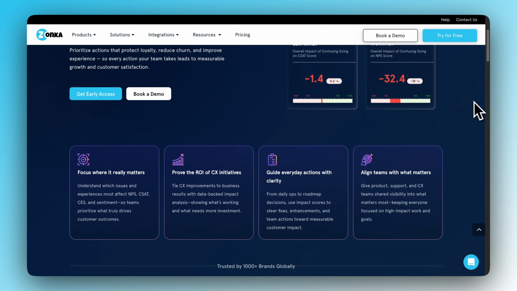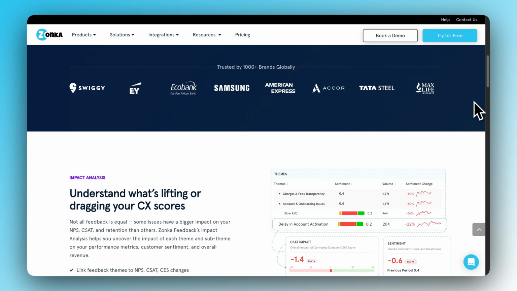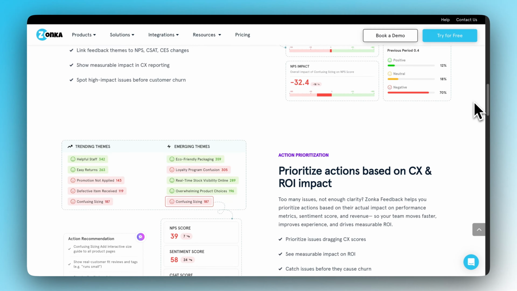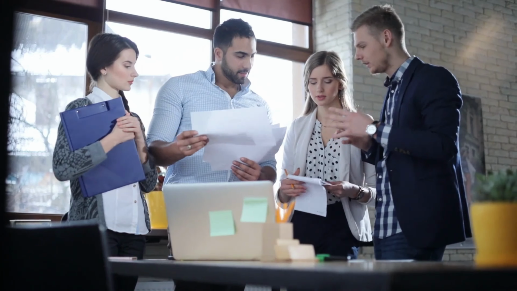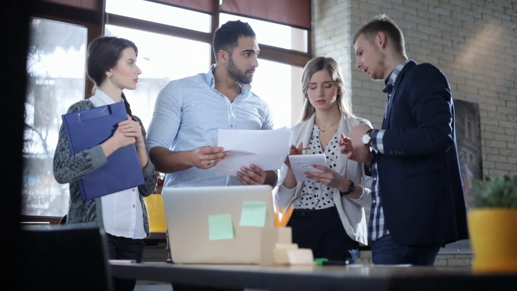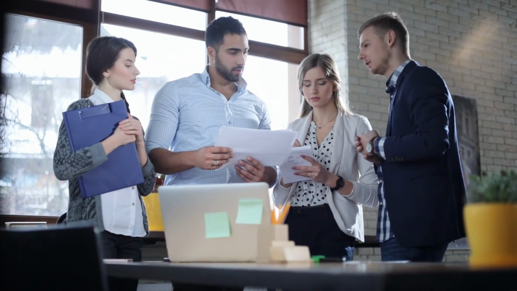One of Zonka's strongest differentiators as an AI customer feedback analytics tool is impact analysis. Instead of treating everything equally, Zonka connects feedback insights directly to experience metrics like NPS, CSAT, CES, and custom KPIs. This shows teams which issues are actually influencing customer outcomes, allowing prioritization based on impact, not assumptions. Insights update continuously, so teams can track emerging issues and sentiment shifts as they happen without waiting for static reports.